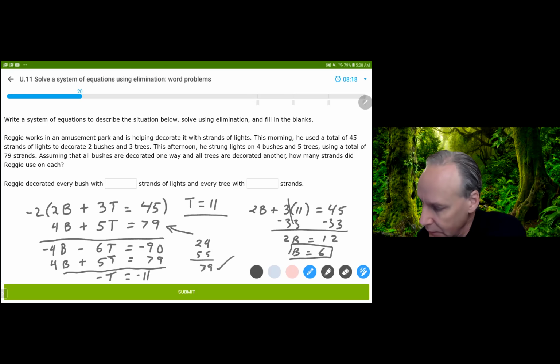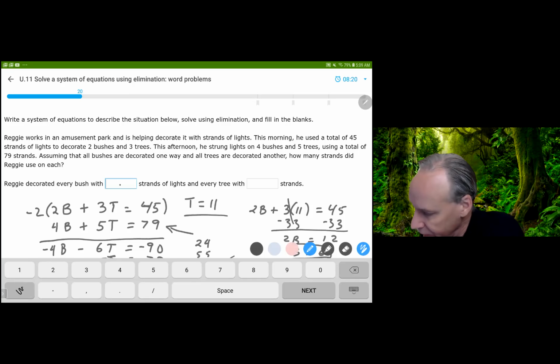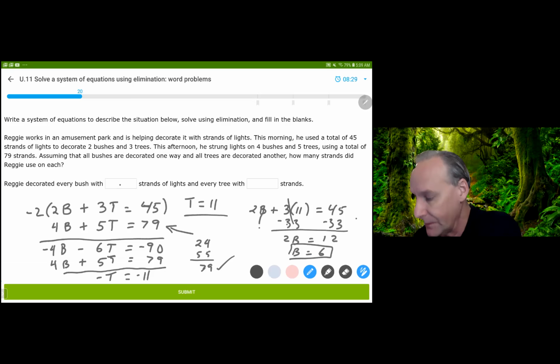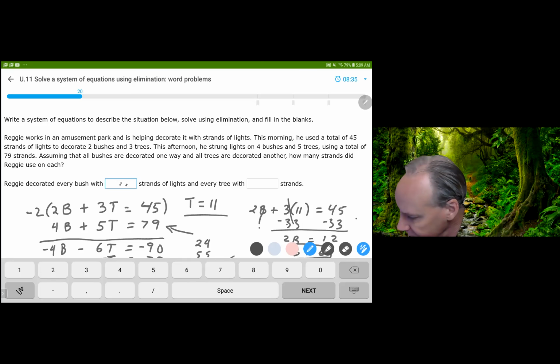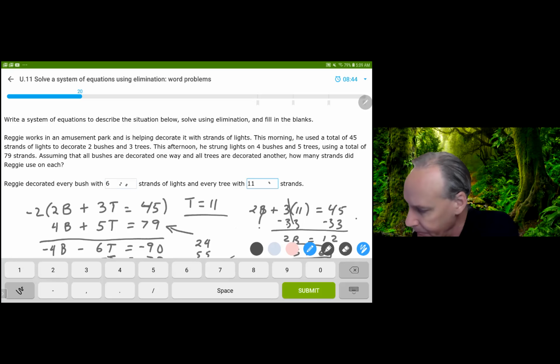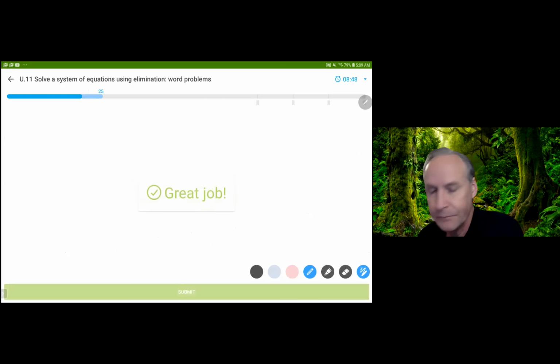So it worked out. Every bush got, oh, I keep saying that that's the number of trees. It's not. It's the number of strands on the trees. So sorry, guys. I should be more careful with my language. What was b? b was 6, wasn't it? And each tree gets 11. There we go. Sorry, it's kind of messy looking, but there it is.